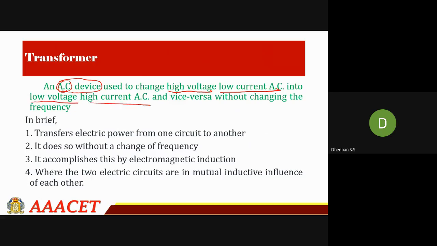It can also do it in the reverse. It can convert high voltage into low voltage, or it can convert low voltage into high voltage. So both processes are possible with a transformer. If you go with high voltage, then the current will be low, so that the power is maintained constant. Similarly, if you have a low voltage, you'll have a high value of current in order to maintain the same power.